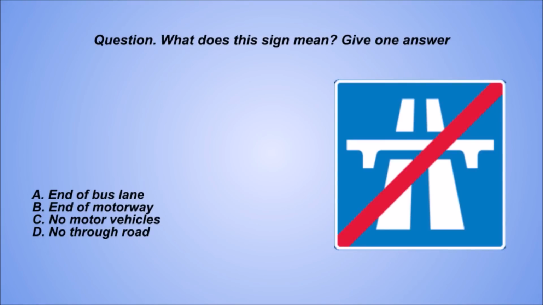Question: what does this sign mean? Give one answer. A. End of bus lane. B. End of motorway. C. No motor vehicles. D. No through road. The correct answer is B.